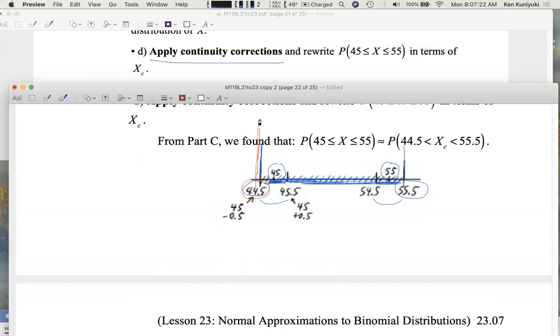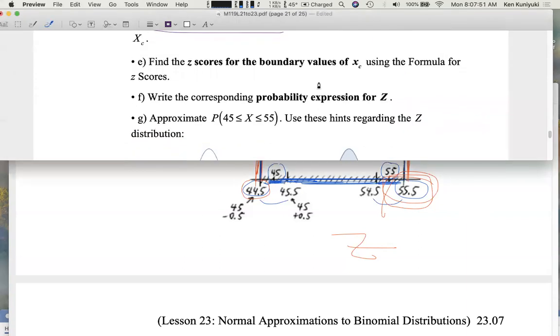We want 44.5 as our left key goalpost and 55.5 as our rightmost key goalpost. And we ultimately want z-scores for these new boundary values over here. These are corrected values for x. This is to take care of the awkwardness of having a continuous normal distribution approximating a discrete binomial distribution.